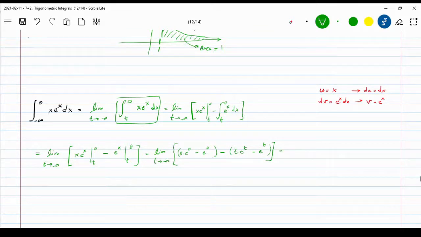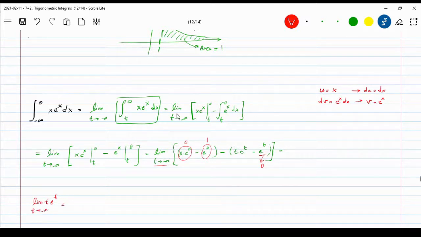Okay, so first let's calculate some of this simple. This term, 0 times that, it's 0. E to the power 0 would be 1. Okay, what is the limit as t approaching infinity of e to the t? It would be e to the negative infinity, or 1 over e to the infinity. This is also 0. How about the limit of t e to the t as t approaches negative infinity?